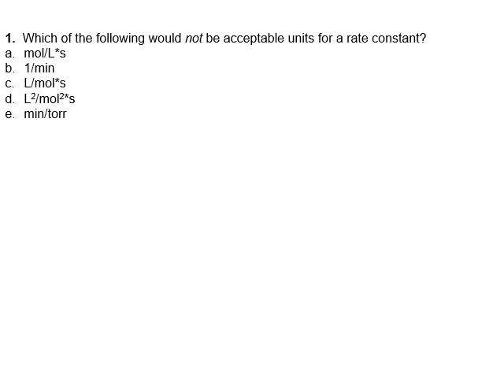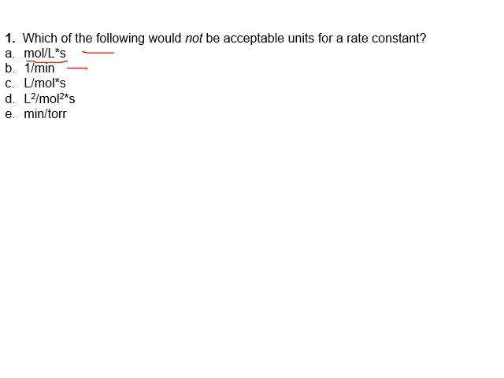Which of the following would not be acceptable units for a rate constant? Okay, so let's go through these together. So this would be the units you would have for a rate constant for a zero order reaction. And remember, for zero order, you don't have anything, so the K has to carry all the units, and we always want these units. For first order, we've already got the moles per liter, so we just need 1 over seconds, or it could also be 1 over minutes.